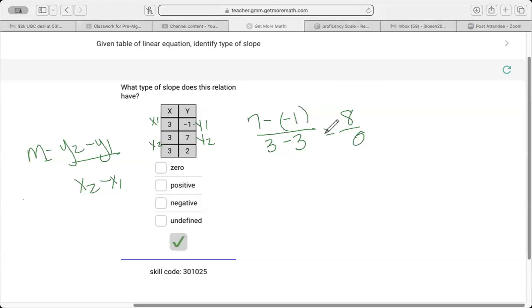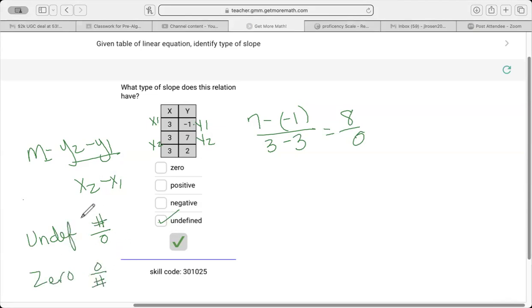So if you put it in your calculator and put 8 divided by 0, depending on your calculator, it might say error, or it might actually tell you undefined. Okay, so undefined is going to be here. So let's talk about that for a second. So if we're talking undefined, it's going to be a number divided by 0. And if it's 0, it's going to be 0 divided by a number.